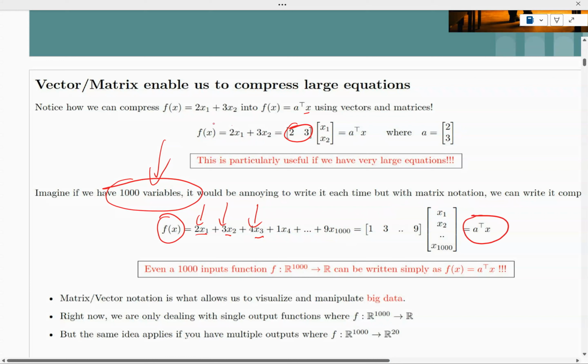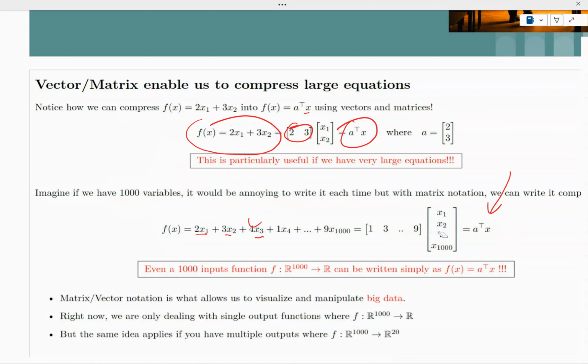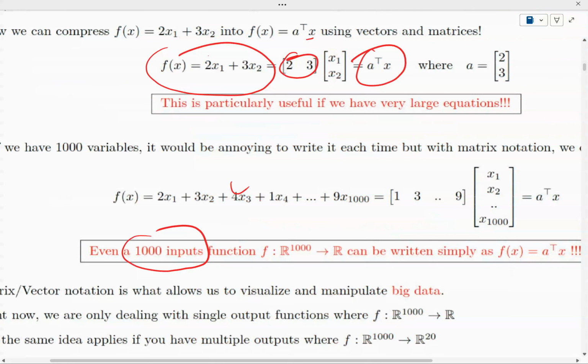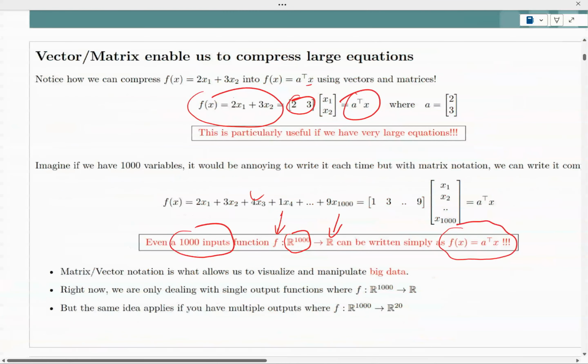So notice that even though we have 1,000 variables, f of x can still be compactly written as A transpose x. You can compact two variables into A transpose x, and you can compact 1,000 variables into A transpose x. So it doesn't matter. Our equation is agnostic to the size of the problem. It could be any size, and we can still compactly represent it this way. Even a function that takes 1,000 inputs and spits out a single output can be simply written as this tiny little thing.